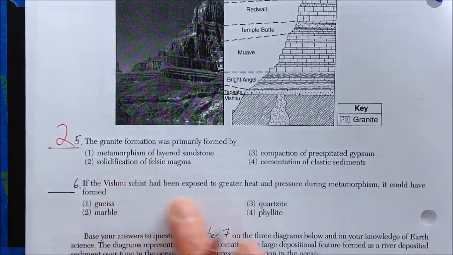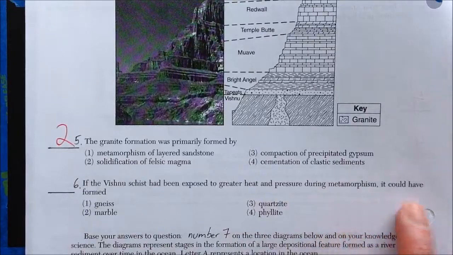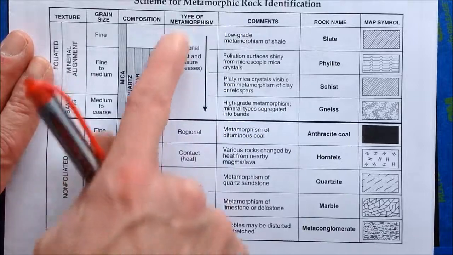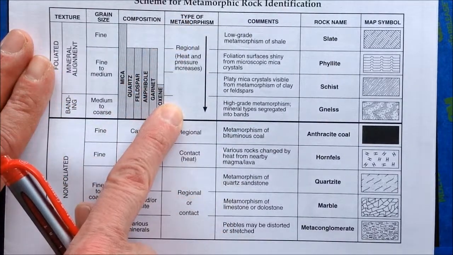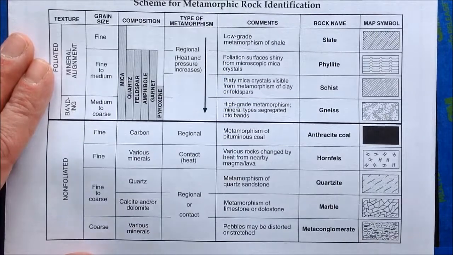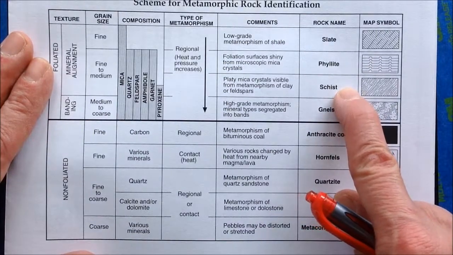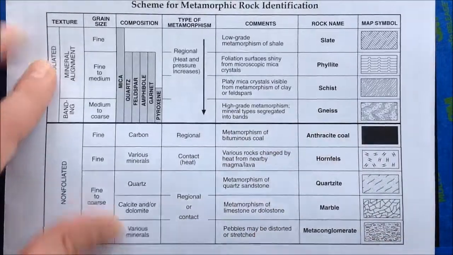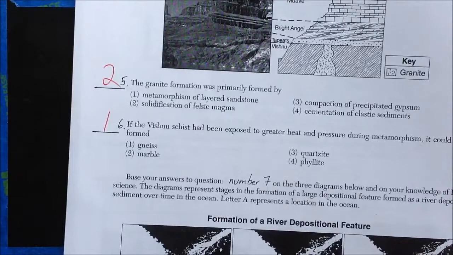Number 6, if the Vishnu schist is subjected to greater heat and pressure, it could have formed what? Schist is the kind of rock, but if it was under more heat and pressure, you have to go to the metamorphic rock chart. It's not something you know out of your head. Basically it says this is increasing heat and pressure. As you go down these 4, you get more and more strongly metamorphosed. So schist, under higher heat and higher pressure, would become gneiss. That is choice 1.